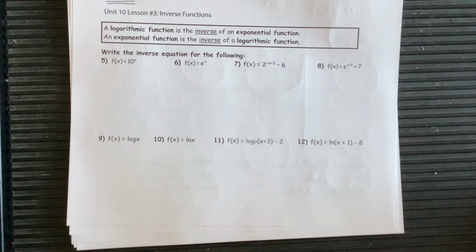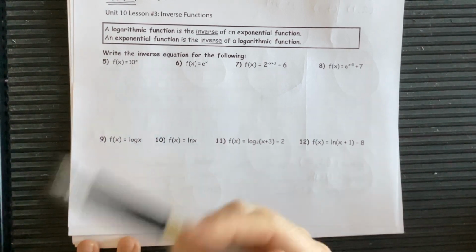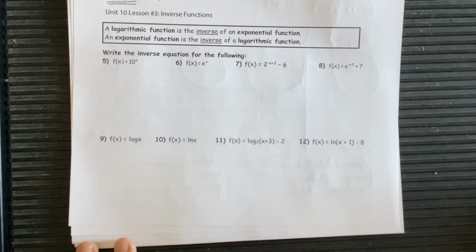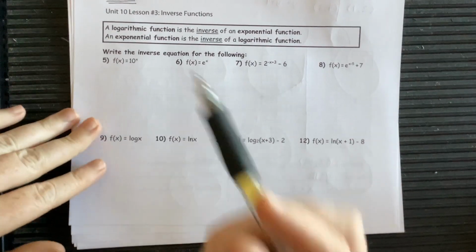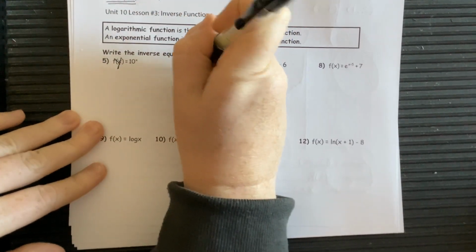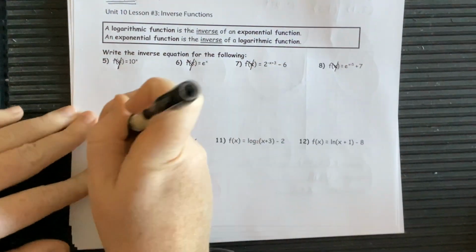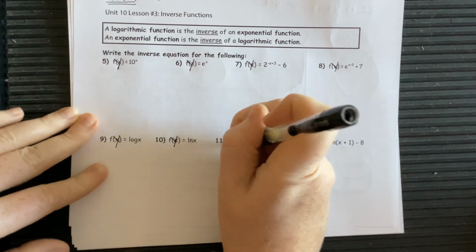So remember, logs and exponentials are inverses of each other. So if I'm starting with an exponential, like I am on this, I should finish with a log. If I'm starting with a log, I should finish with an exponential. All right, so your first step, anywhere that you see f of x, those are y's. So this is a y, this is a y, this is a y, all of these are y's, all right? So instead of f of x, we're gonna take y.